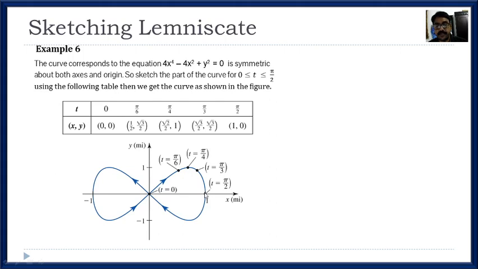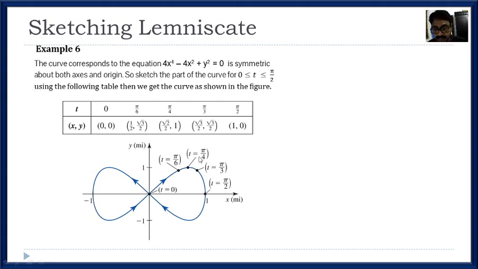Now what happens when theta goes from pi by 2 to pi? It goes like this, pi by 2 to pi, and it goes like this. So you are getting, actually, it is traced like this. This goes like this, then it goes like this. So this is the way it is traced.